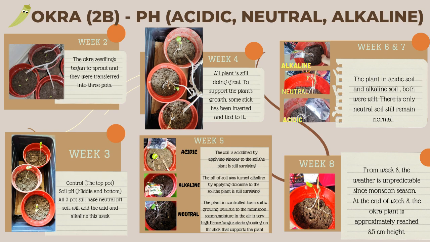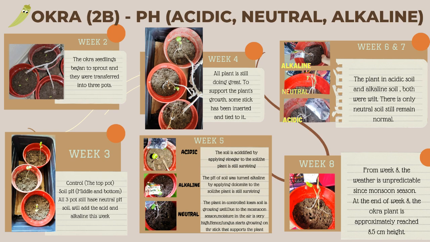This may be connected to the weather. To be certain, okra plants love to thrive in warm conditions. There was little sunshine due to the raining season. Plants are unable to undergo photosynthesis, causing their development to be inhibited. Only plants in neutral soil survived the last week, week 8, and grew to 8.5 cm in height, the highest of the weeks.